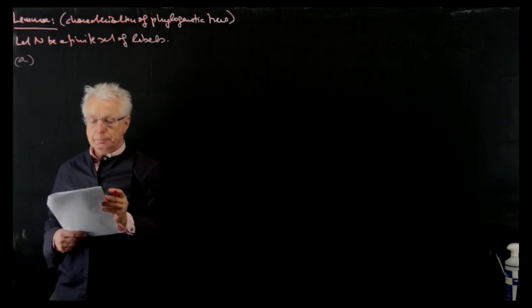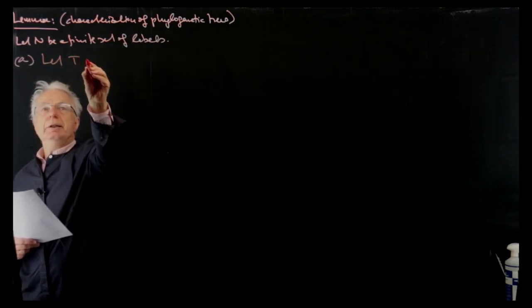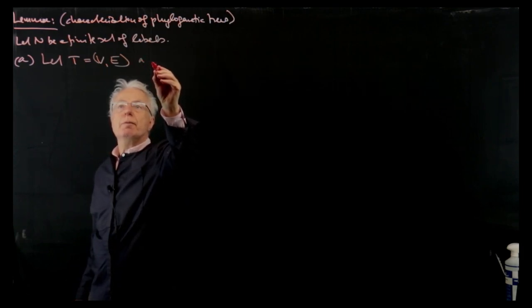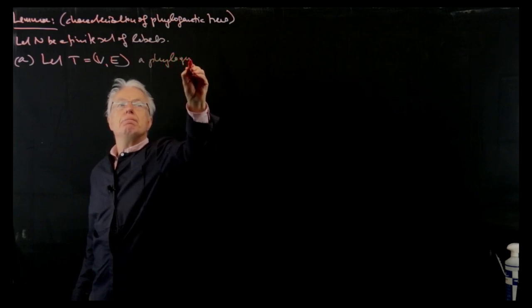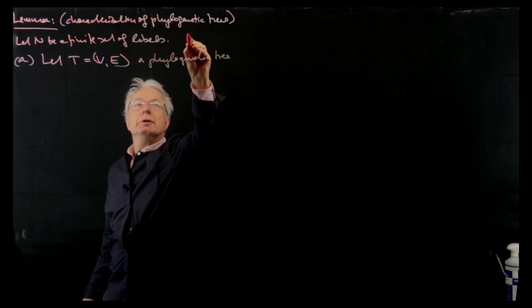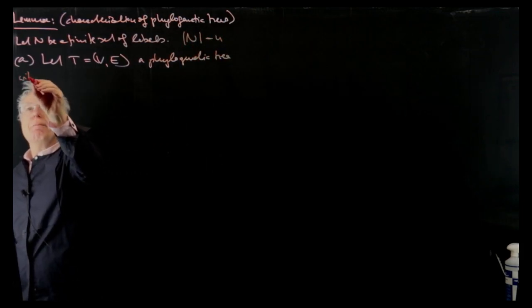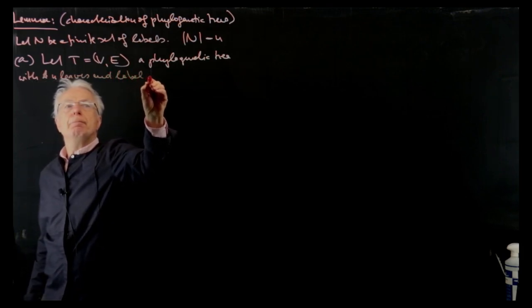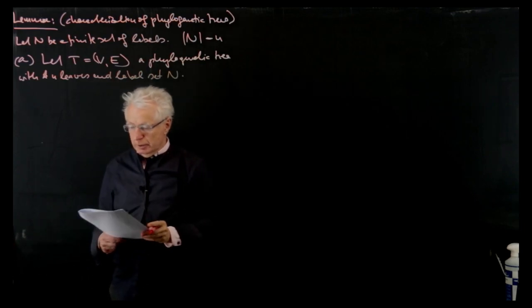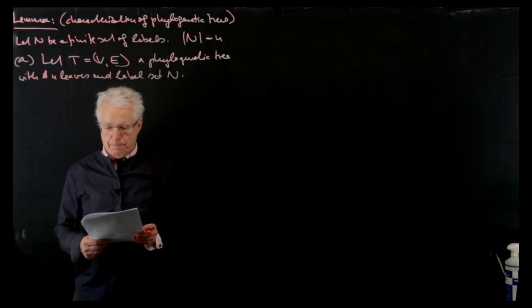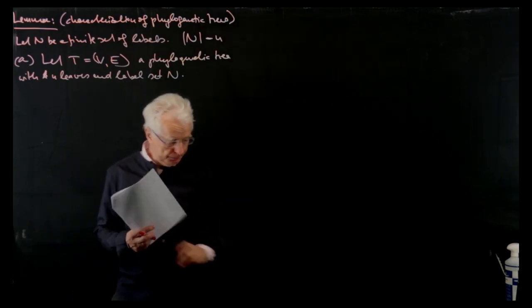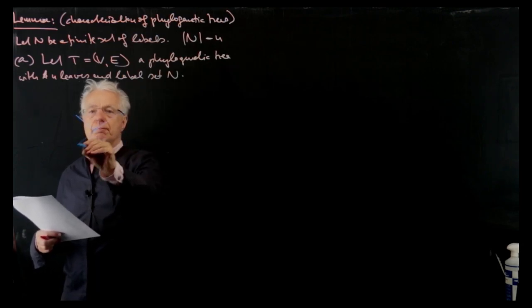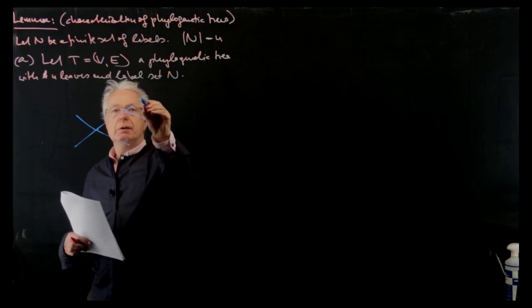A. Let T equals (V, E) be a phylogenetic tree. So the cardinality of N is, of course, n, with n leaves and label set capital N. So now I erased my picture. What I want to do is, I need it again. I will make a simple phylogenetic tree.